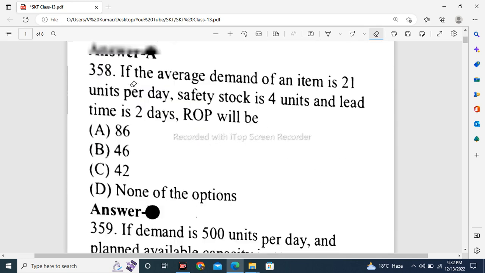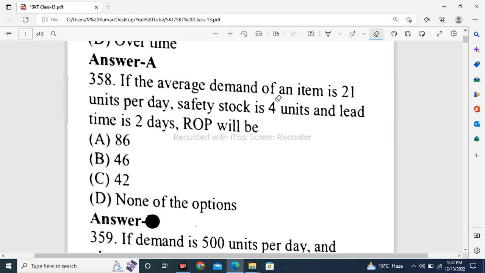Next है, if the average demand of an item is 21 units per day, safety stock is 4 units and lead time is 2 days, ROP will be A 86, B 46, C 42, D none of the options. The answer है B 46. If the average demand of an item is 21 units per day, safety stock is 4 units and lead time is 2 days, ROP will be 46.